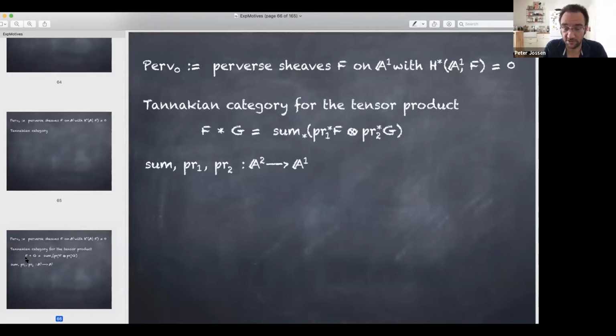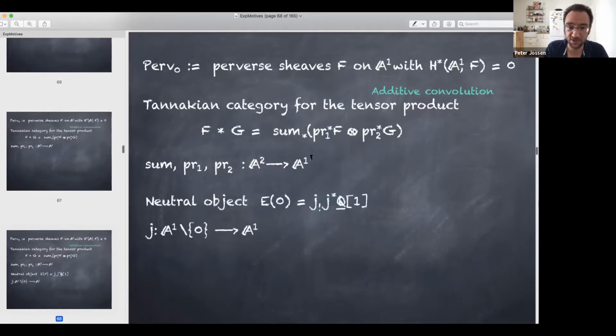If you have two such sheaves, say F and G, you pull them back to the affine plane by projections. On the affine plane, you take the ordinary tensor product, and then you push the result forward by the summation map back to A1. And then you get some other new sheaf on A1, and it happens to be, again, an object of perv 0. And this procedure is called additive convolution. So what I say here is that perverse sheaves together with additive convolution as a tensor product form a tannakian category. There's a neutral object.